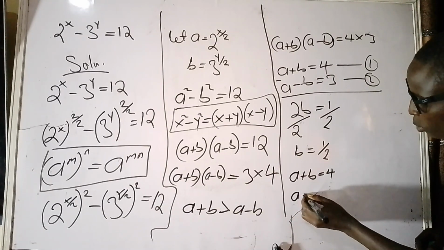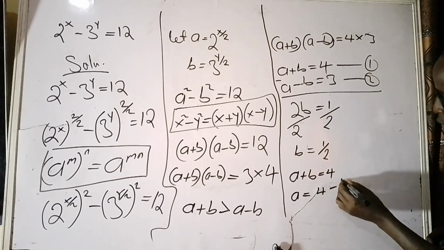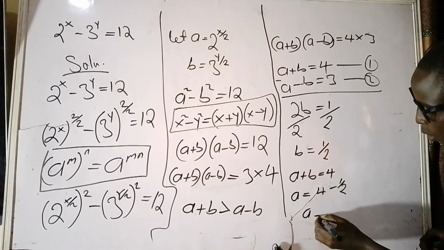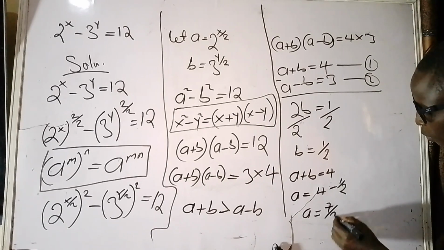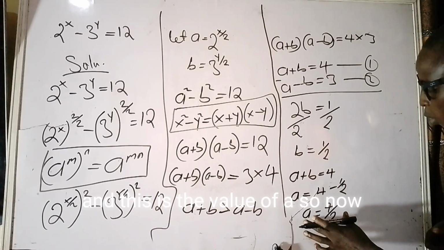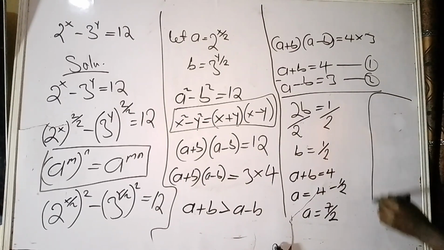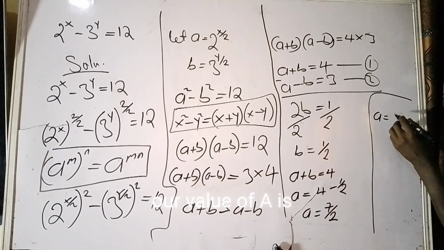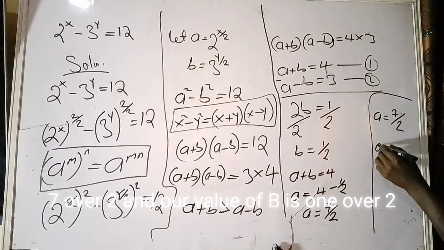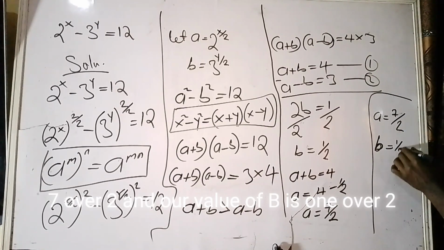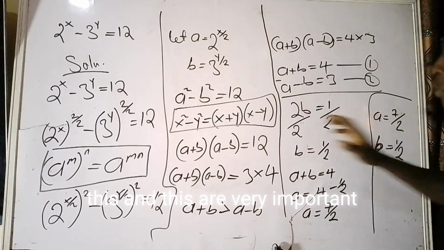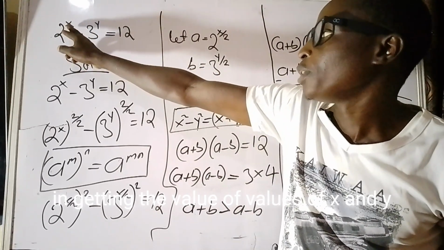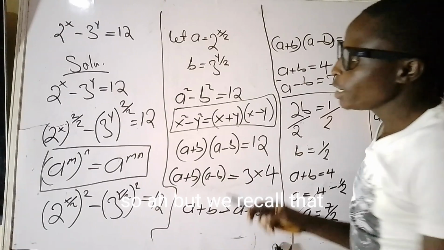So a will now be equal to 4 minus 1 over 2. 4 minus half is 3.5, and 3.5 is 7 over 2, and this is the value of a. So now our value of a is 7 over 2, and our value of b is 1 over 2. This and this are very important in getting the values of x and y. So let me clean here.